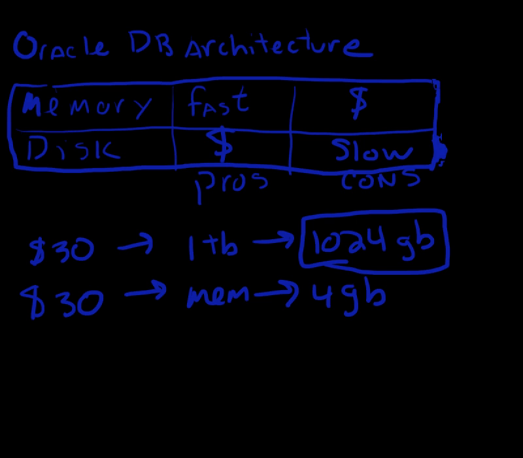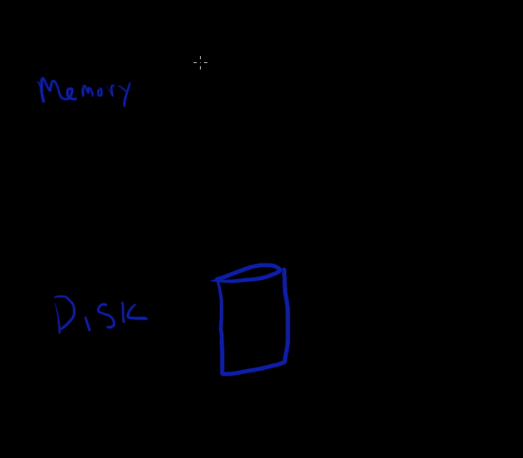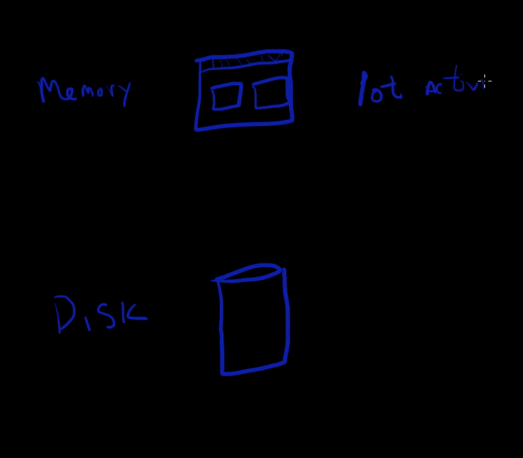I'm going to clear this. So how is Oracle set up? Well, we know we have memory and we have disk. I'm not sure how to represent memory inside of a computer. I guess I'll just draw it like little chips that go on here. So we want to optimize things as much as possible. We want to set up our architecture where obviously we do what? We want to do as much stuff in memory as we possibly can. So we want to have a lot of activity here. Minimal activity here.